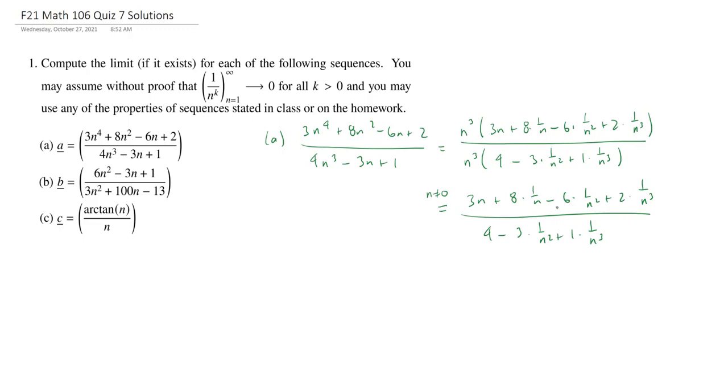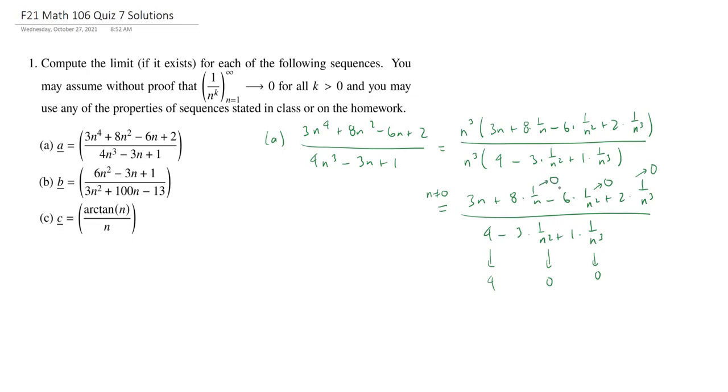And as n goes to infinity, well, let's start from the bottom. This 1 over n cubed, 1 over n squared, those all go to 0. So this goes to 0. This will go to 0. This 4 just stays at 4. This 2 times 1 over n cubed goes to 0. 6 times 1 over n squared goes to 0. 8 times 1 over n goes to 0.